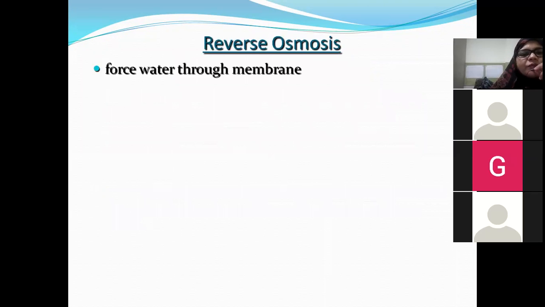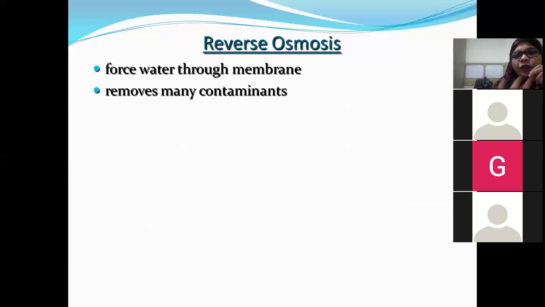So basically in reverse osmosis we are applying pressure forcefully, we are allowing the water to pass through the membrane and it removes many contaminants. तो जो भी आपका लेफ्ट हैंड साइड में जो भी impurities है, बड़े solid particles, suspended particles और multivalent ions, all that will be left behind and only water molecules are going to pass through that.